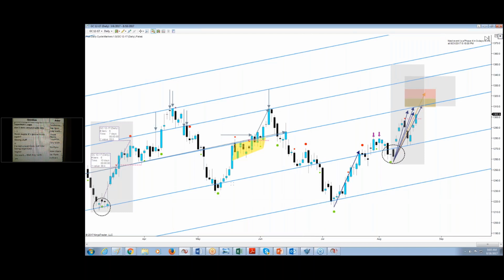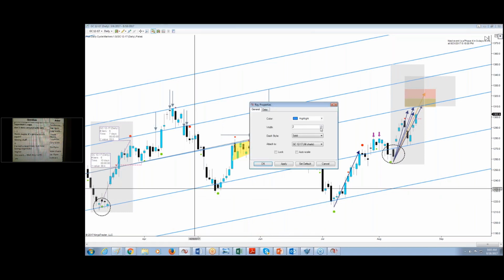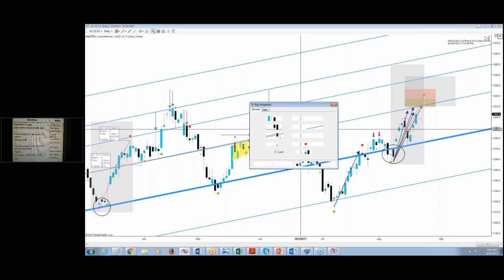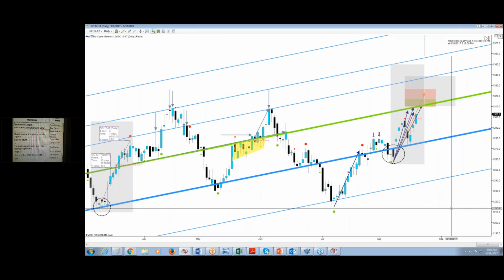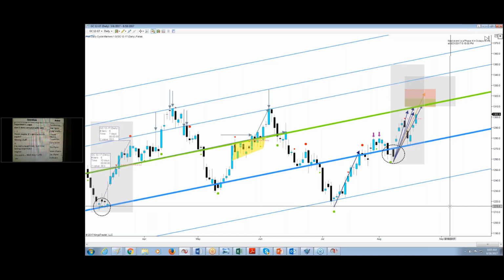So what are the two active lines? Right here and right here. So Chuck, where are we headed to at least? At least we have to go there.